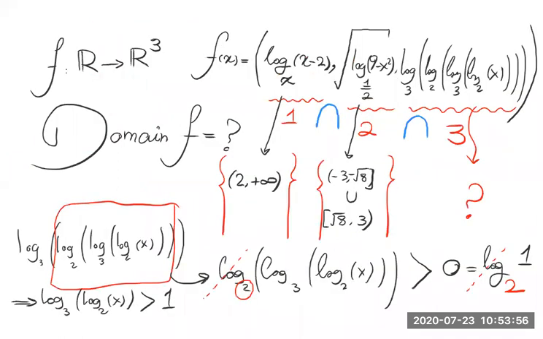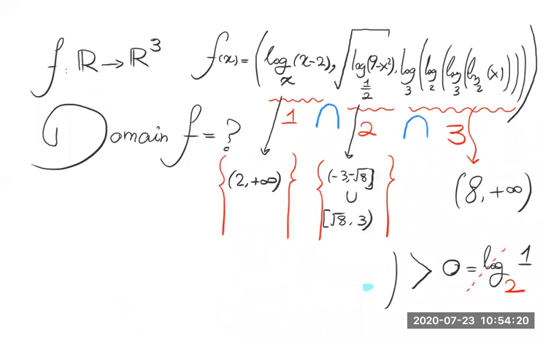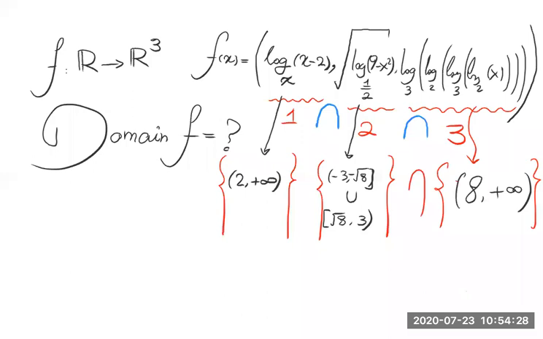Anyway, the last part is quite interesting. The last part says x should be greater than 8, so it would be from 8 to infinity. Okay, so we have computed the domain of each component, and now we should take the intersection of these different domains. What is the intersection of all of these things?